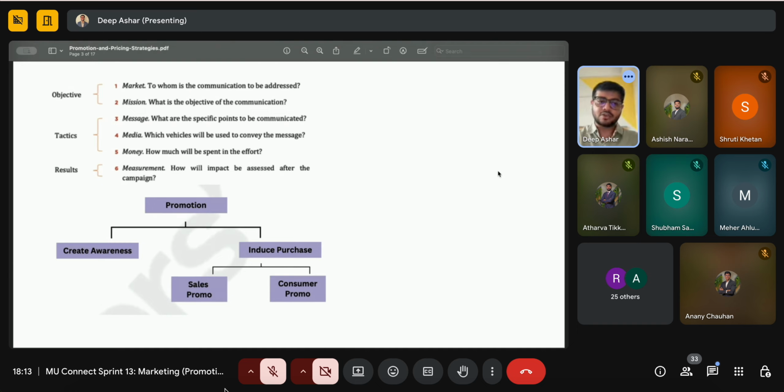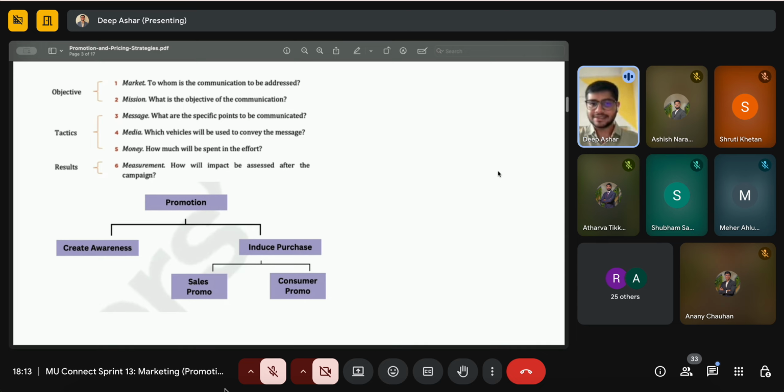particular purchase. Under creating awareness, we're talking about what kind of ad campaigns and what kind of ad formats. All of that comes under creating awareness. Under inducing purchase, there are two parts again. One is sales promotion, that is, with your retailers and your vendors, and the other is consumer promotion, which is how you directly incentivize consumers to buy a particular product or service. We'll dwell deeper into each of these in the upcoming slides.